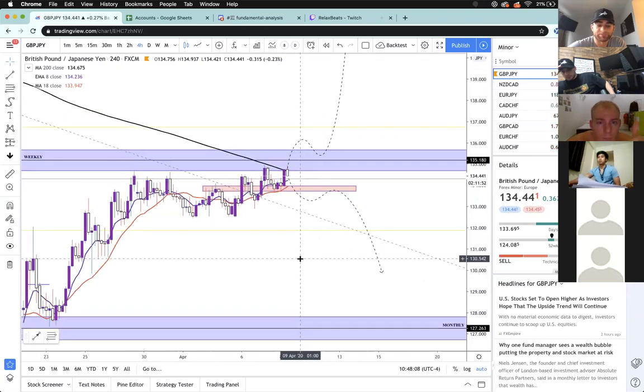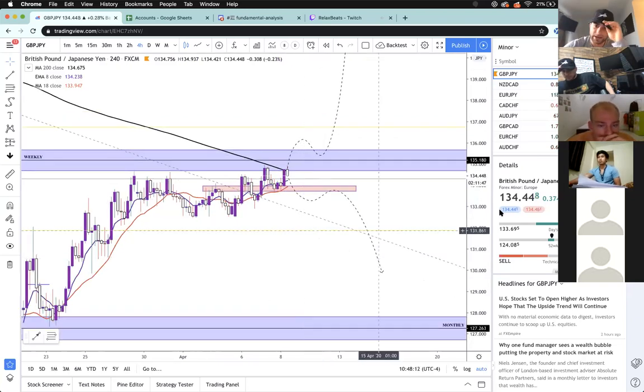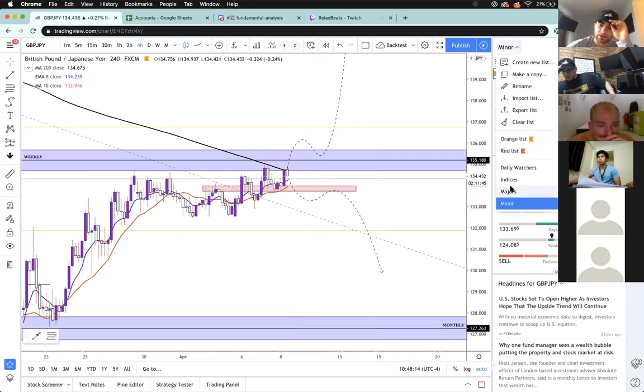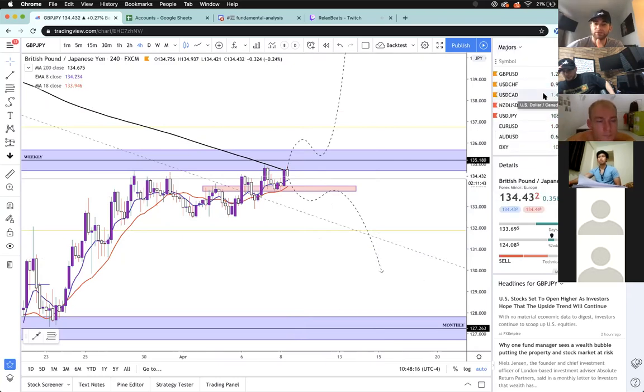So this is GJ. Again, everything that I went over is the major pairs: GU, USEF, UCAD, NU, UJ, and then GJ. And then Nick, you went over again? I went over DXY, AUD USD, AUD JPY, Euro USD, Euro JPY, NCAD, and gold.